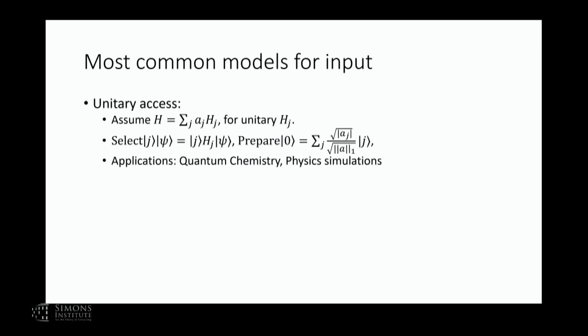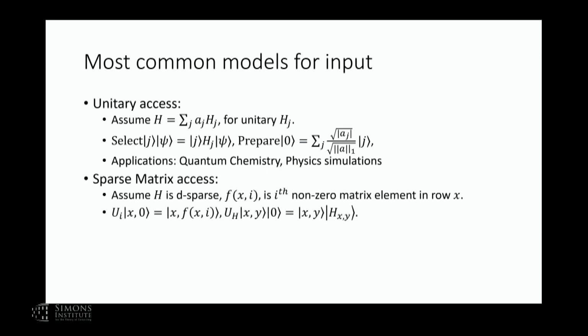But that doesn't give you the A_j, right? That only gives you a way of applying the H_j. The way that the A_j are accessed is through this prepare circuit, which is a unitary that prepares the coefficients in a quantum superposition. And so these two elements give you everything that you need in order to simulate dynamics in this context. It's very nice to use when you're simulating physical systems, but this model isn't so convenient for more broad applications.